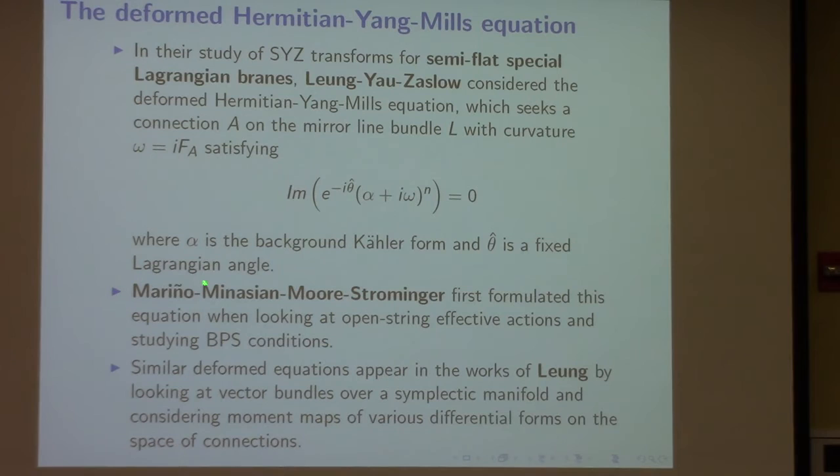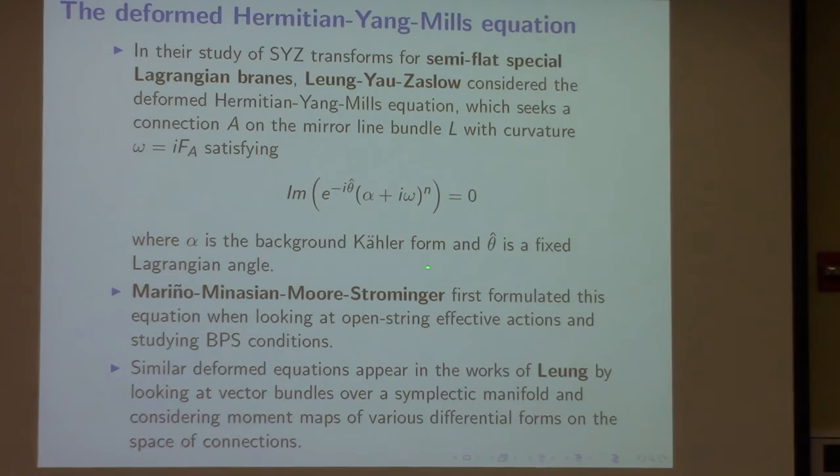actually come up by four authors from a completely different way of looking at things, looking at the open string effective action and studying BPS conditions. They came up with this equation on the line bundle also. So it's rather gratifying to know that this equation comes up from the SYZ construction directly from the special Lagrangian cycle. Now this is just an equation, but then it's very important to understand what we can do about this equation.